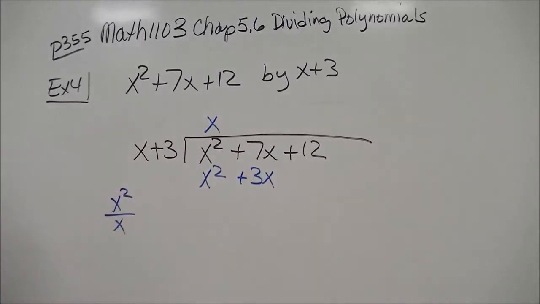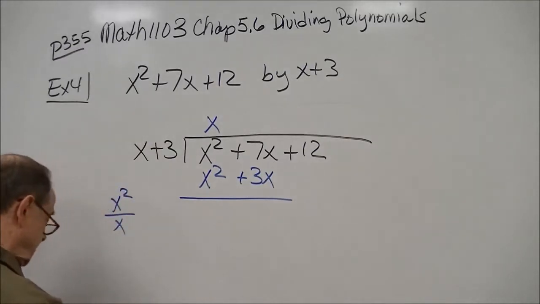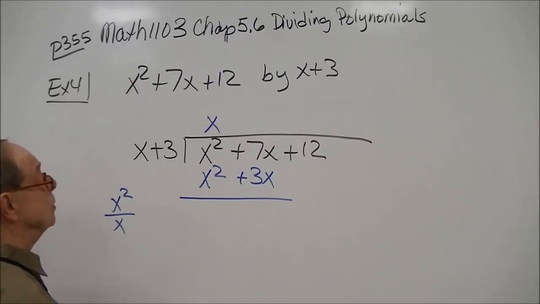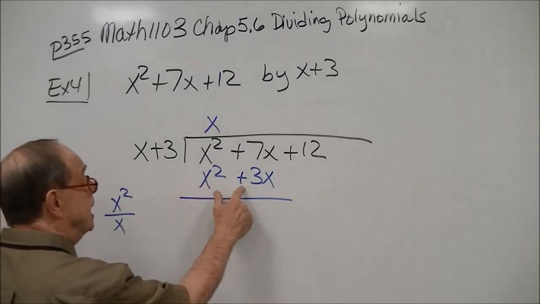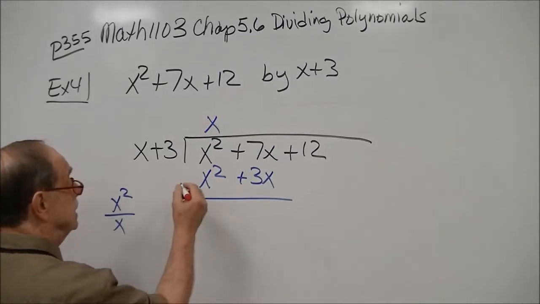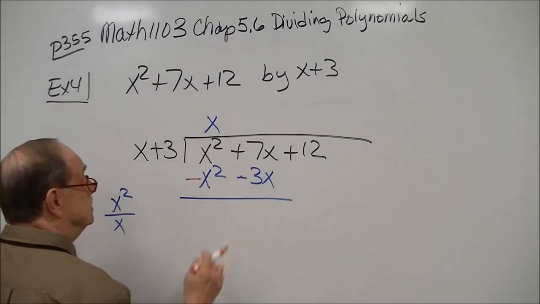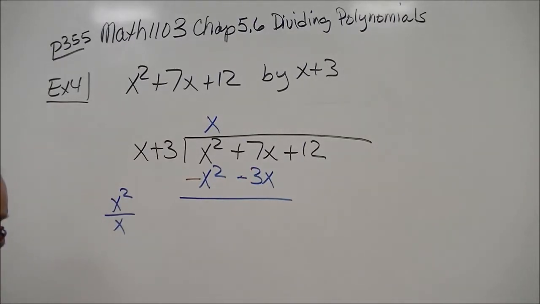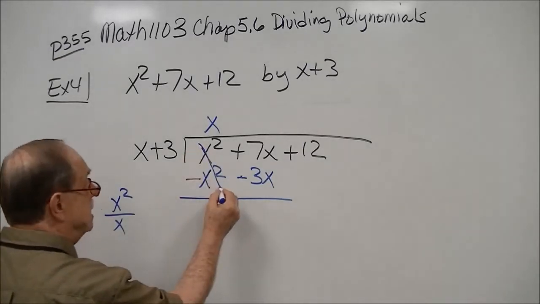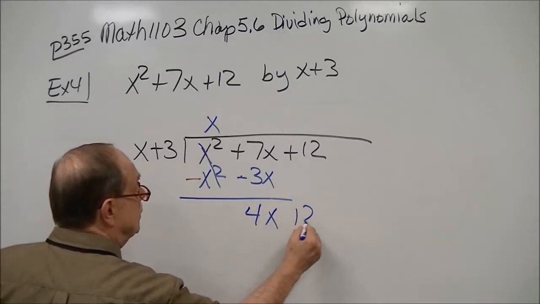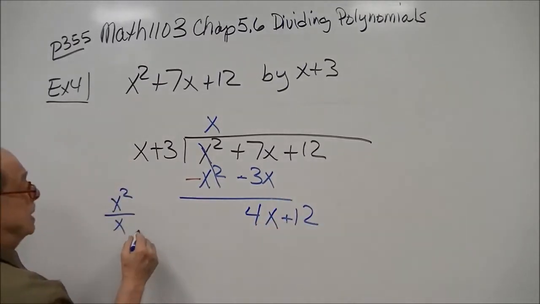3x. Now, what did we do in elementary school and high school when we did this? Well, we would put a line here, and then what we would do is subtract. Well, in algebra, what we do is we change the signs and add. So this becomes a negative, and this becomes a negative. So notice what happens. This cancels out. And here we get 4x. We bring down our 12. And then we do the same thing again.